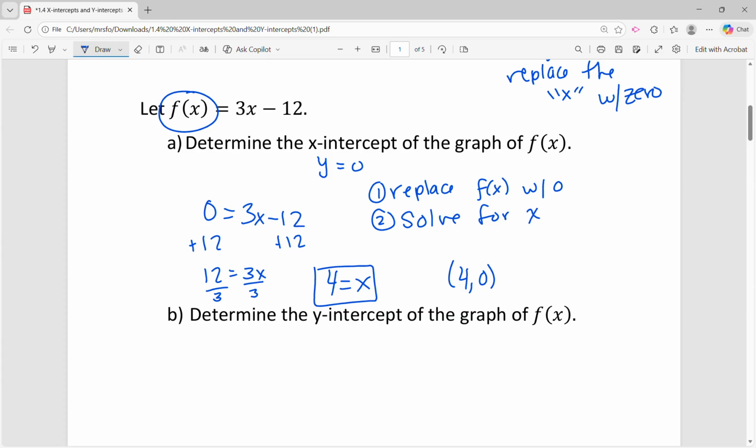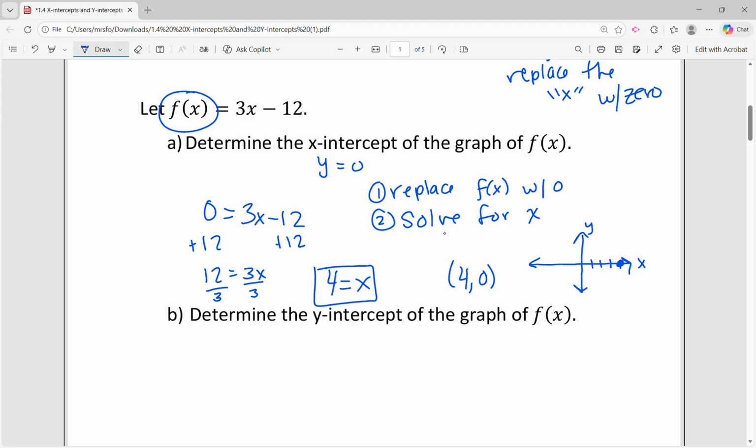So that's what I mean. On a coordinate plane, this is our x-axis, and this is our y. So the x-intercept means this line would cross here. And so our line is going to look something like that. But we're not going to draw it yet, because the next part is to determine the y-intercept.